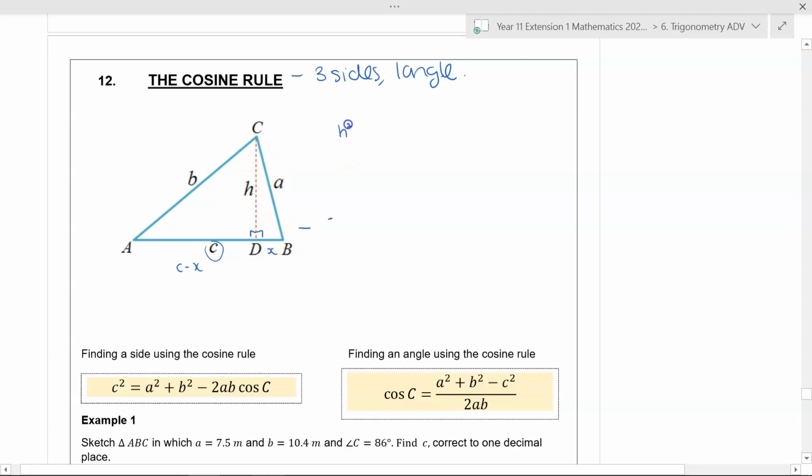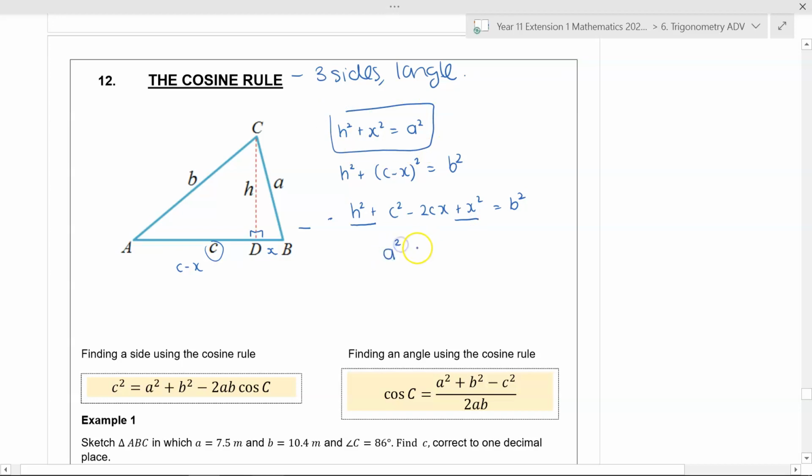I know that h squared plus x squared equals a squared. Similarly, using this triangle here, I know that h squared plus (c minus x) squared equals b squared. Okay, now I'm going to go and expand that bracket. And you will notice here I have h squared plus x squared, which I've said is a squared. So it's a squared there.